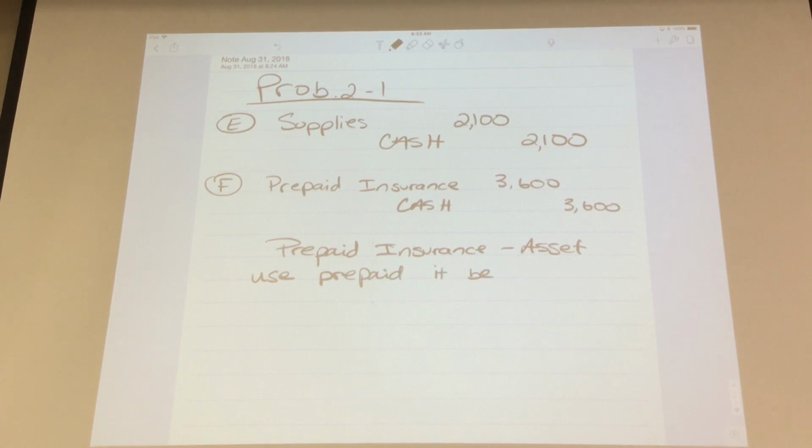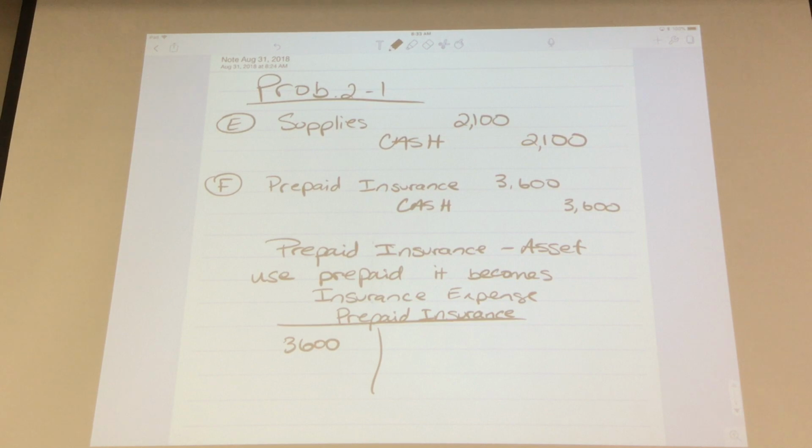it becomes insurance expense. So on your T account for prepaid, since it is an asset, we put the $3,600 here, and then as we use it or the insurance expires, we lower that account by the amount of expired insurance. When we purchase a policy, you debit the account, and as that insurance expires, you credit the account. So prepaid insurance is an asset until that policy expires, and then we'll adjust it for the amount that has expired.